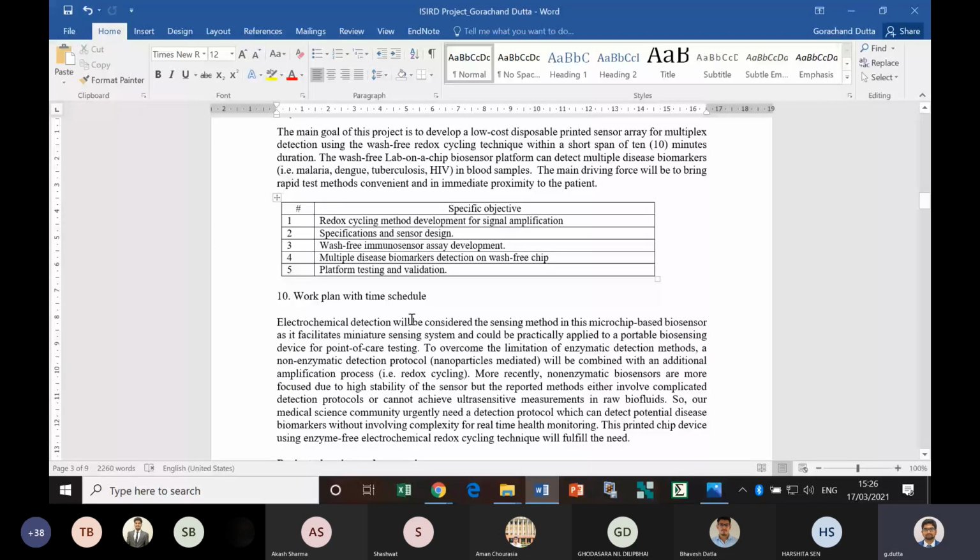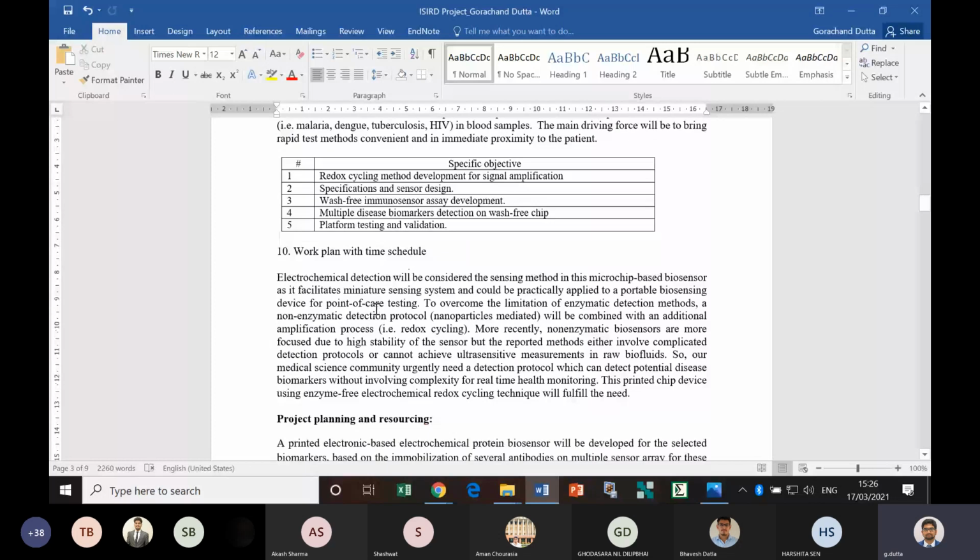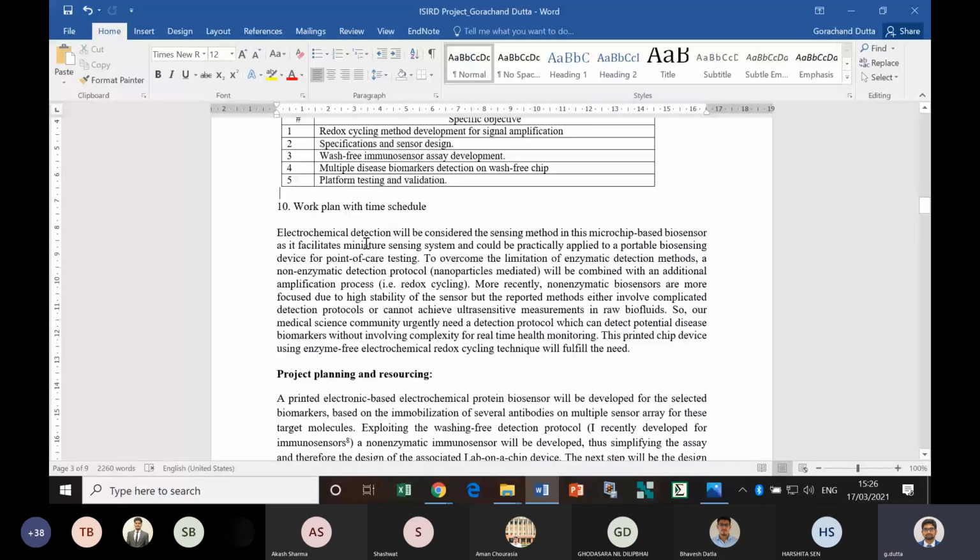Now you have to come to the work plan. Here you have to write the details, everything very clearly. First you have to mention which method you are going to use, like electrochemical. See, I started this way. The electrochemical detection will be considered. Here we will use nanoparticle-mediated, I mean some nanoparticle fabrication, and we'll use the redox cycling amplification, and everything in detail we have to write here.